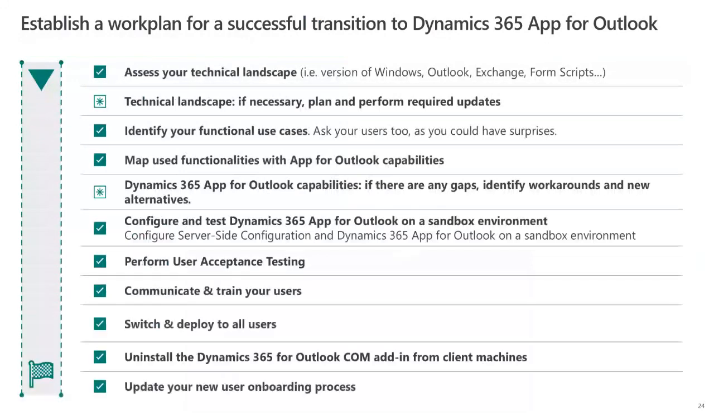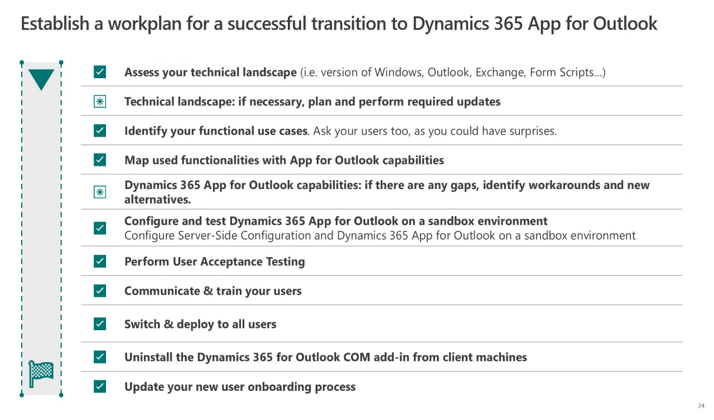Now, how to get from the initial stages to the final go live for the transition from the COM add-in to the app for Outlook. So first, you need to assess your technical landscape. You need to go through the requirements to operate the app for Outlook. So this can impact the version of Windows, Outlook, Exchange. To some extent, it can also impact your form scripts. If necessary, plan and perform the required updates based on that assessment.